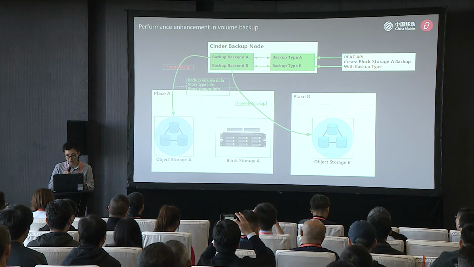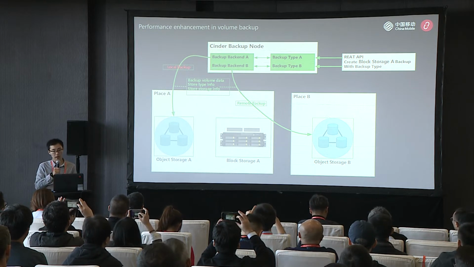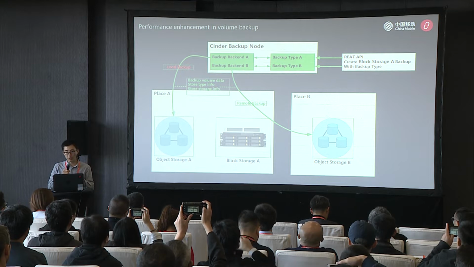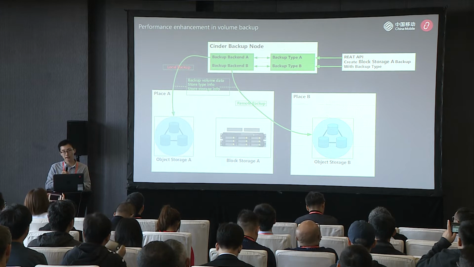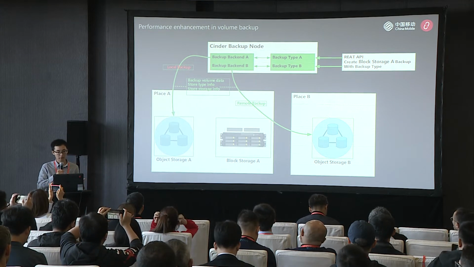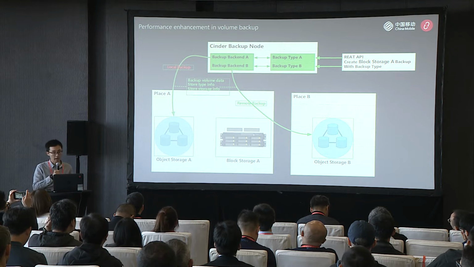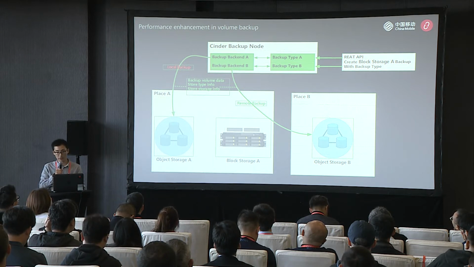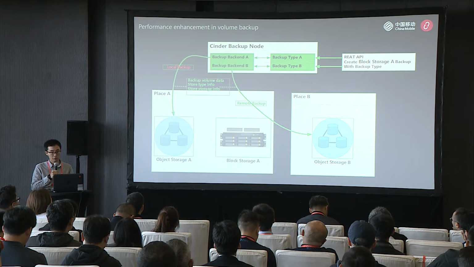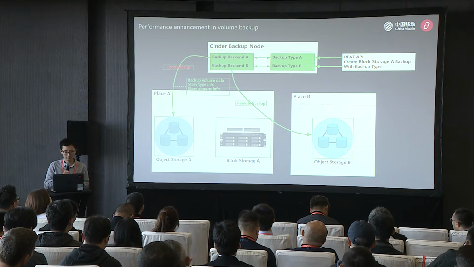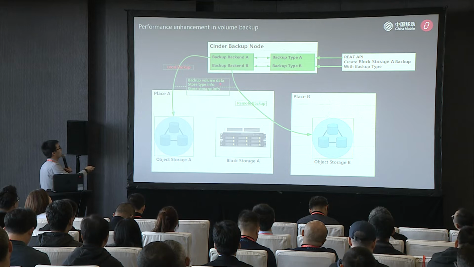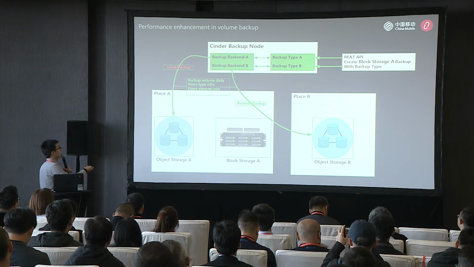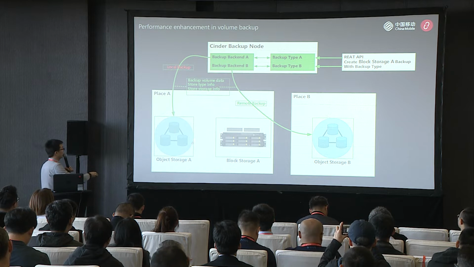We create a new design concept. This is backup type. Every backup type is bound to one special backup backend storage, just like what we do in volume types. Different from volume, the backup process is not bound to a backend. Every backup process loads the backup driver dynamically. We store the volume data, also the backup type info and the storage info, in the object storage.